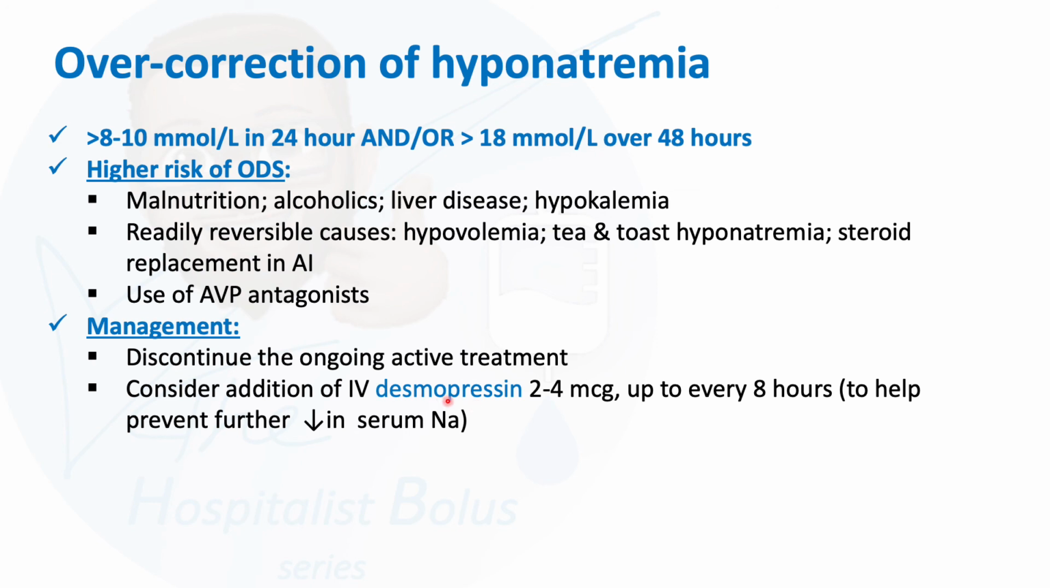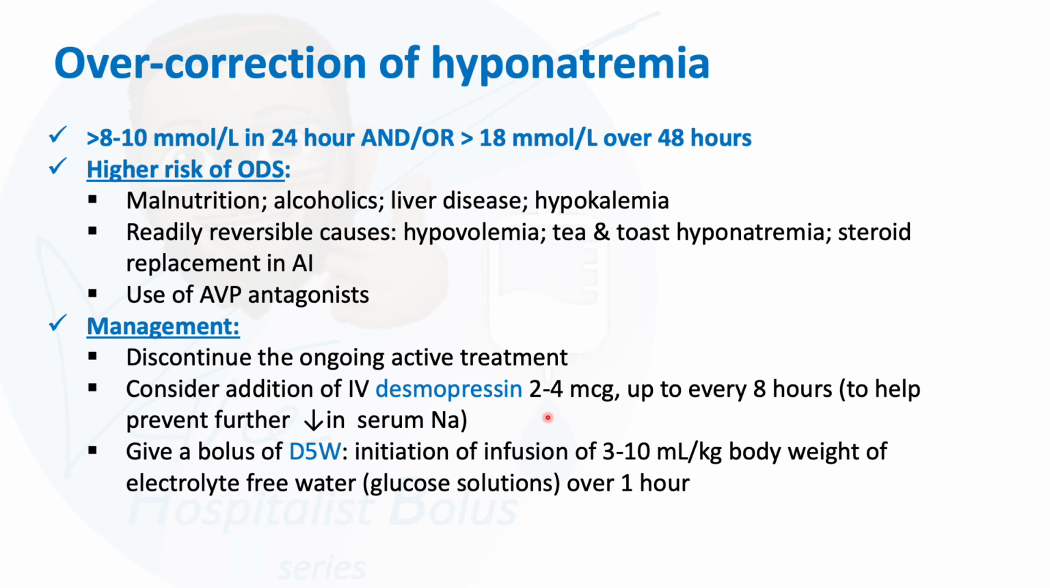The one we have here in the United States is desmopressin. So you can give an IV dose of desmopressin 2 to 4 microgram, and you can repeat that every 8 hours, and that will help retain water and prevent the sodium from going up. And then you can give a bolus of D5W or hypertonic fluid to bring it down. So let's say within 4 hours, the sodium went from 120 to 127. That's a big jump, and you want to bring it down to, let's say, 124 or 123, for example.